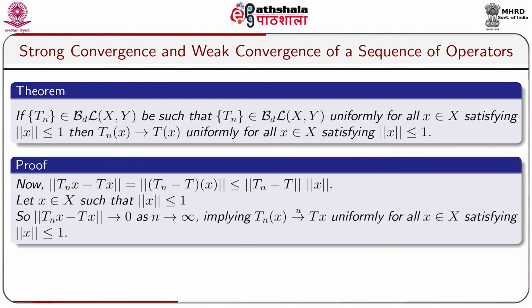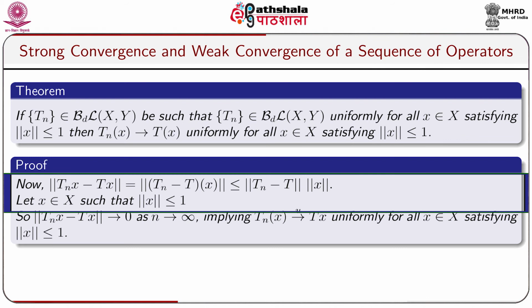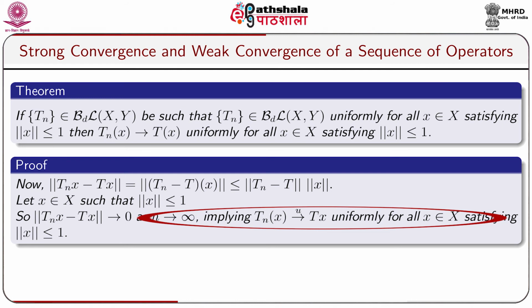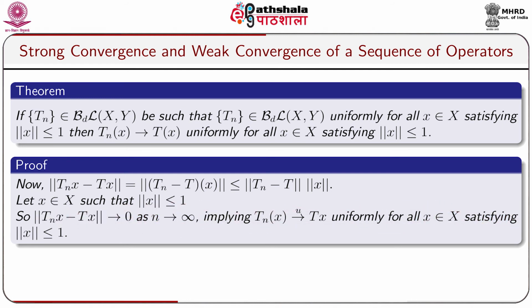If the sequence of elements Tn belongs to B(X,Y) is such that the sequence of operators Tn converges to T in norm, then Tn x converges to Tx uniformly for all x belongs to capital X with norm x less than or equal to 1. The proof looks like this. Now, norm Tn x minus Tx equals norm (Tn minus T) x, less than or equal to norm Tn minus T into norm x. Let x belong to capital X such that norm x is less than or equal to 1. So, norm Tn x minus Tx goes to 0 as n tends to infinity, implying that Tn x converges to Tx uniformly for all x belongs to capital X satisfying norm x less than or equal to 1.